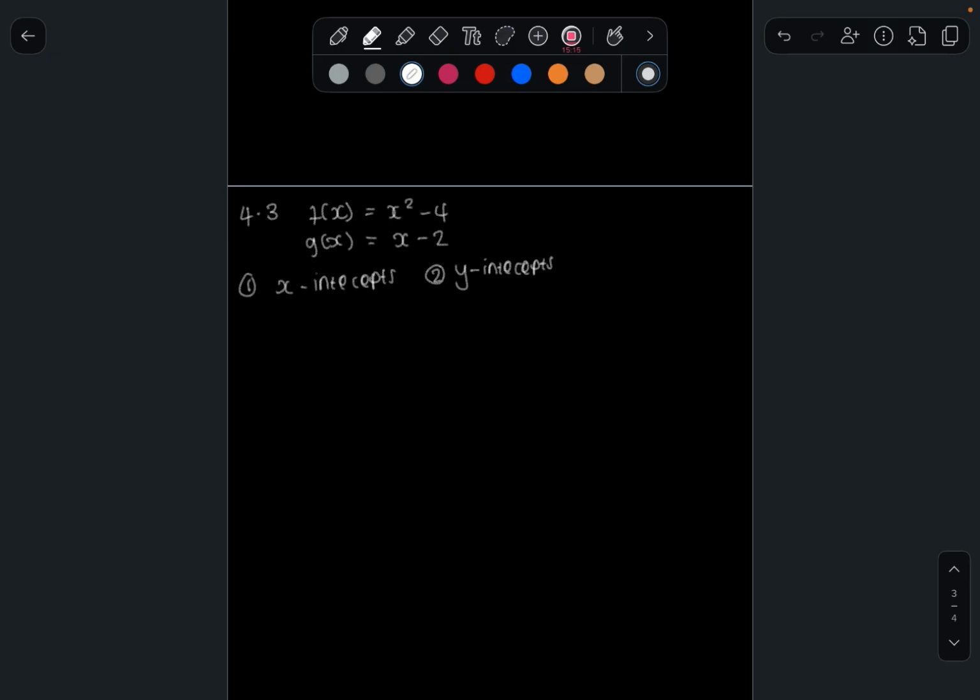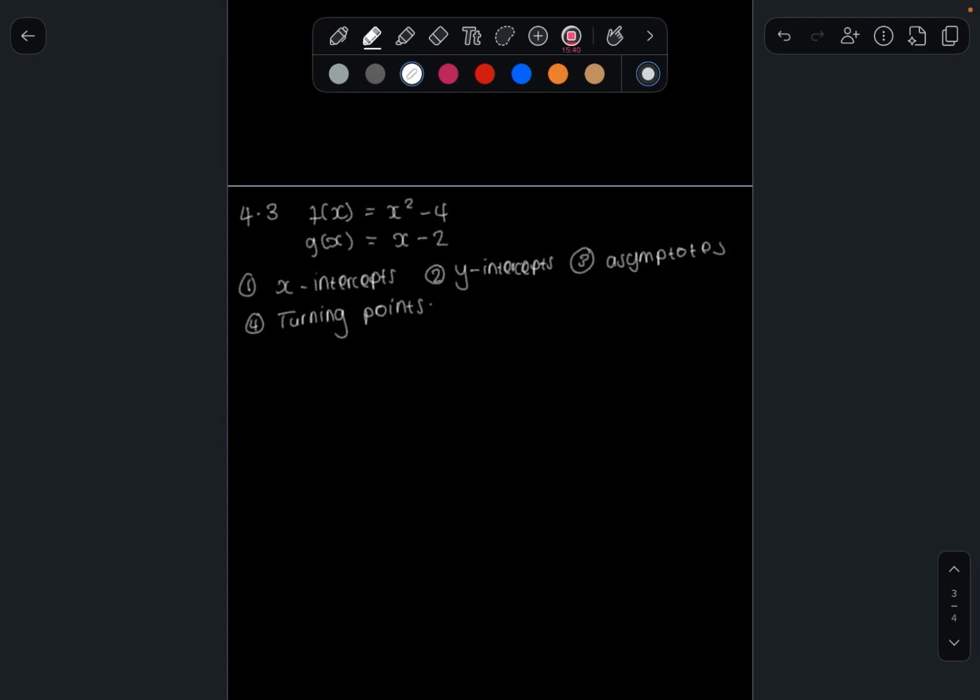Y-intercept. You need the asymptotes. And you need the turning points. These are the things that will be marked, right? So you need to note them down. And that's what we're going to find for both graphs, right?